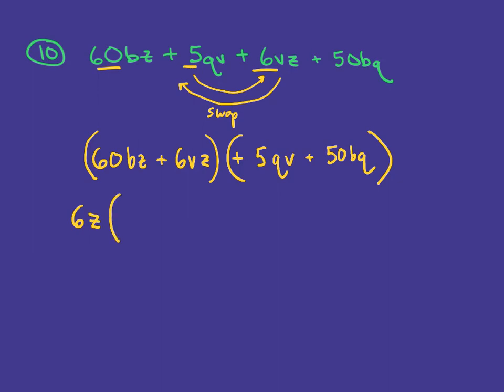And then rewrite what's left. 60 divided by 6 is 10. We took out the z, so we've only got the b there. And then plus, looking at the second one, took out the 6, we took out the z, so that just leaves the v.